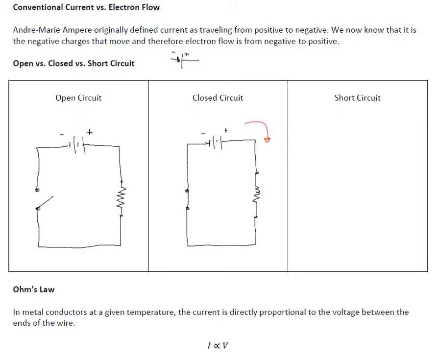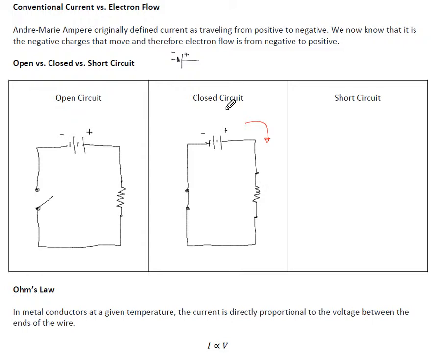Later on, they discovered that current actually consists of electrons. Electrons are negatively charged, so they would actually be traveling from negative to positive, because they're repelled from the negative side and attracted to the positive side. So in reality, electrons are going from negative to positive. However, most engineering textbooks and scientists usually go with conventional current, just because I think this has been going on for so long. And that is what I use as well.